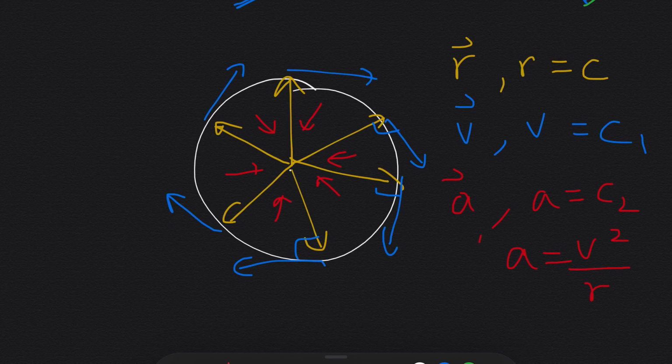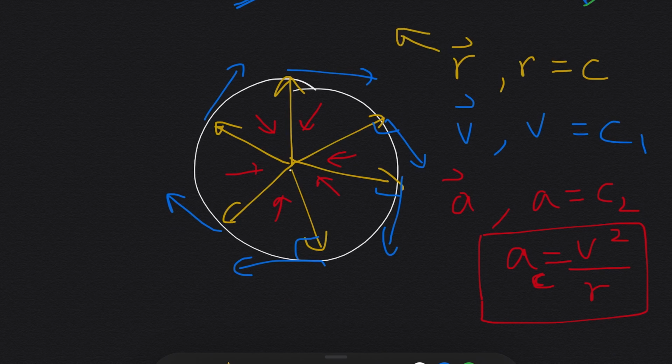I won't be deriving this. I might derive it in a couple of chapters to come, but this is the equation for the centripetal acceleration. And that's the magnitude of centripetal acceleration, because you already know the direction. The direction is always towards the center of the circle.